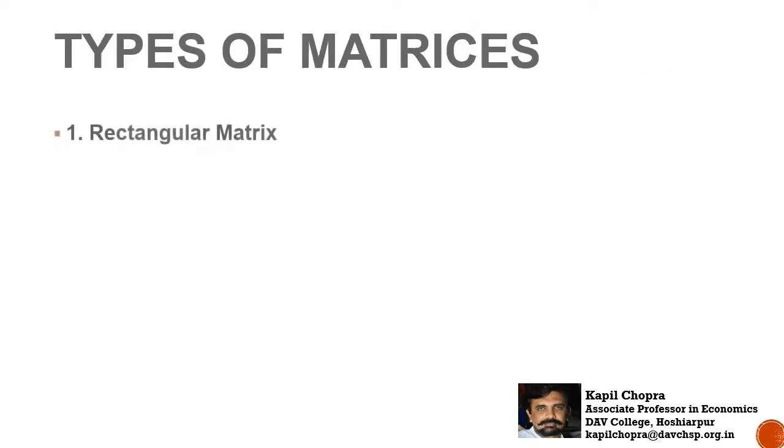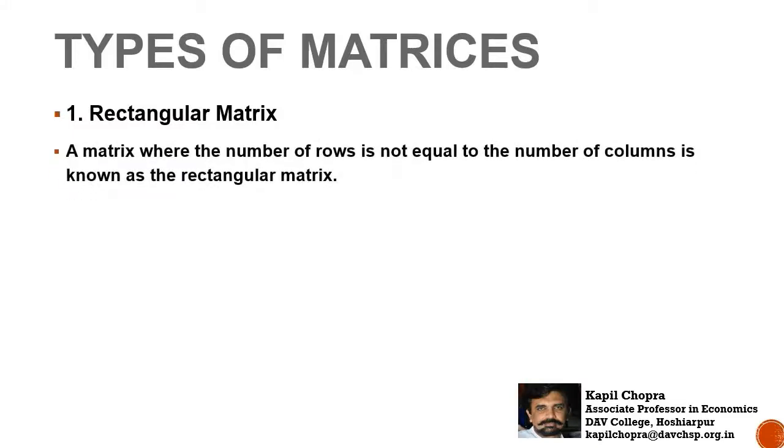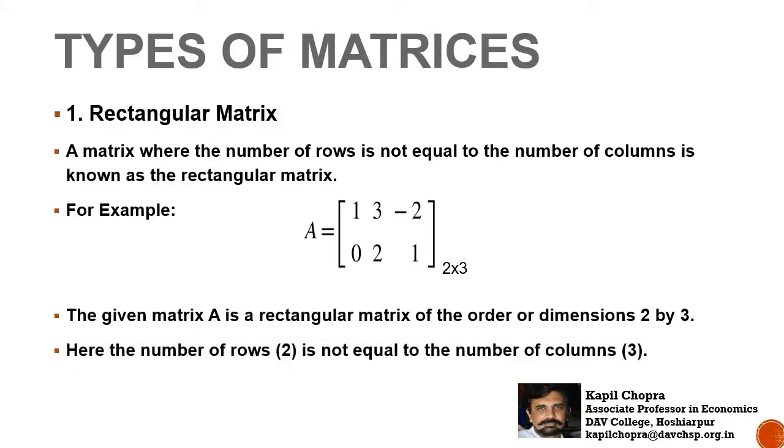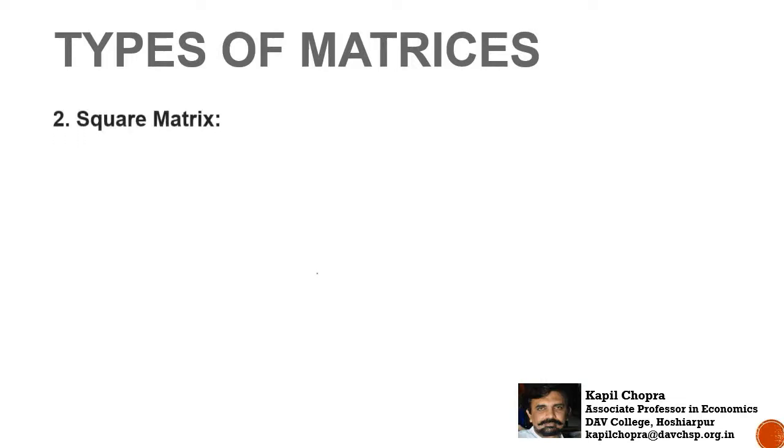Types of matrices. The first type is the rectangular matrix. A matrix where the number of rows is not equal to the number of columns is known as the rectangular matrix. For example, the given matrix A is a rectangular matrix of the order or dimensions 2 by 3. Here the number of rows is not equal to the number of columns, that is, m is not equal to n.